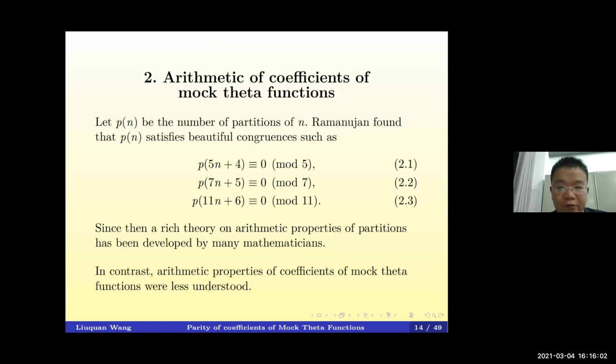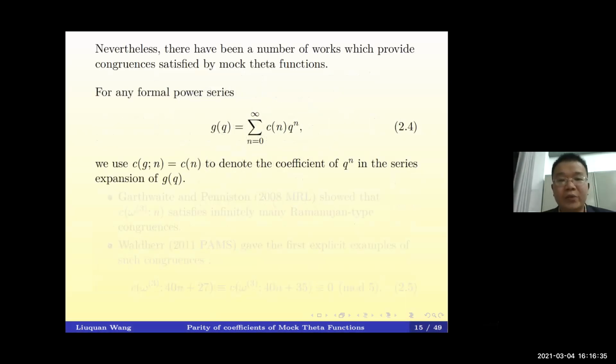And because of Ramanujan's research, there has been a rich theory on arithmetic properties of various kinds of partitions, not only for the classical partition function, but also for other kinds of partitions. And in contrast, the arithmetic properties of coefficients of mock theta functions, compared to the partition function, were less understood. But in the last decade, there actually have been a number of works in this direction.